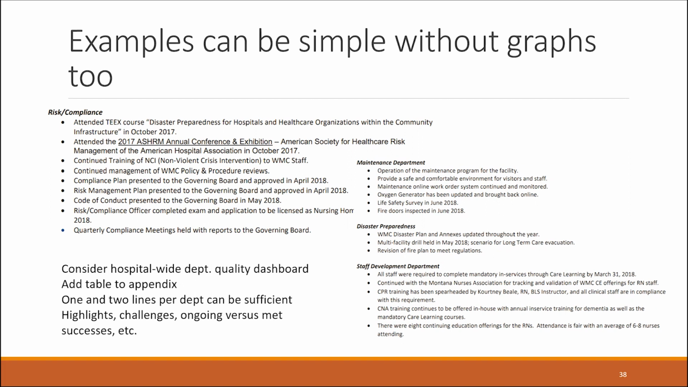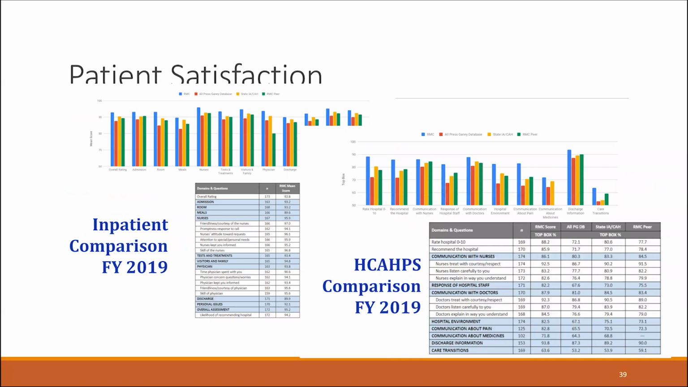Just looking at, if you have a hospital-wide department quality dashboard, it's easy to just plug that in as an appendix. Highlighting one or two lines can be sufficient by department. It doesn't have to be robust. It just has to say, I evaluated it. Here are some patient satisfaction graphics that were in some comparisons. Again, it just gives us a quick look at how we can do things.